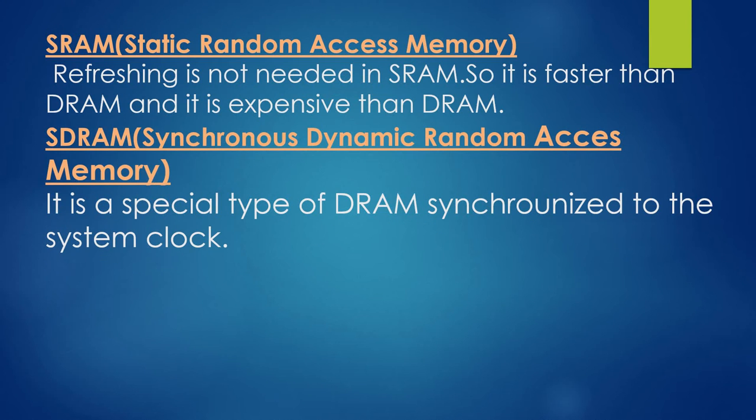Next, SRAM. SRAM is Static Random Access Memory. In SRAM, the refreshing circuit is not there. So, SRAM is faster than DRAM. So, it is costlier also, or it is more expensive than DRAM.